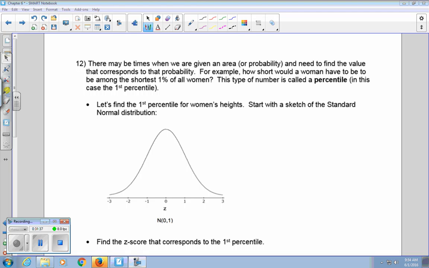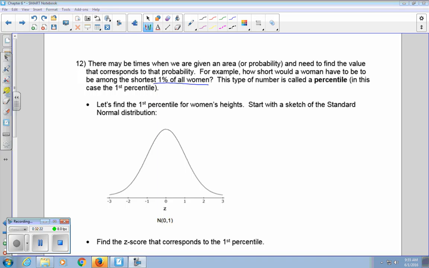So many times we are looking up to find out what's the probability of seeing some value. But there are other times when we're going to start with the probability and want to figure out what number would correspond with that probability. In other words, there are times when we're given an area and we need to find the value. So for example, how short would a woman have to be among the shortest 1% of all women? This type of number is called a percentile. So we want to know what is the number that corresponds to the first percentile. How will we do this?